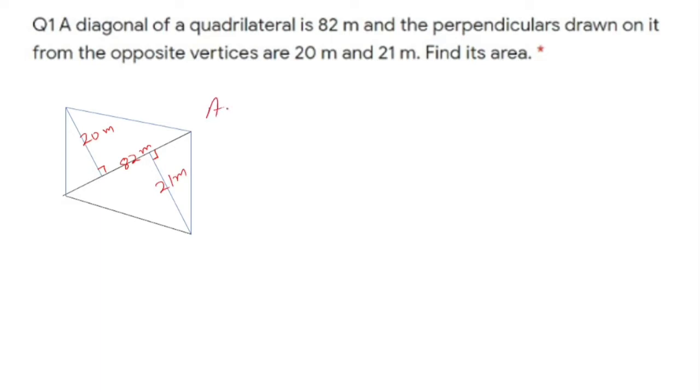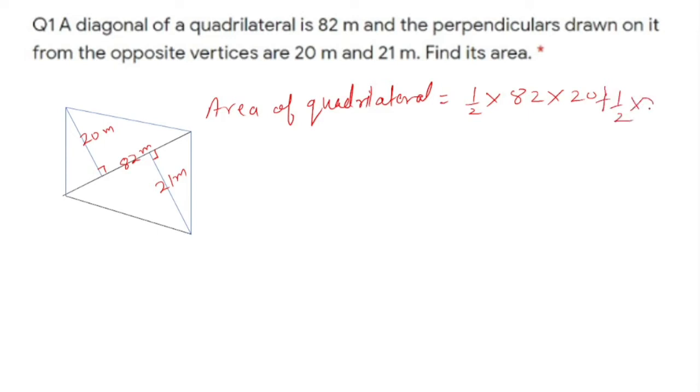So if I have to find the area of this quadrilateral, I know that I'll get two triangles. So with the triangle as half, my base is 82 and the height is 20, plus again half, my base is 82 and the height here is 21. So what we can do children, since the half and the base is the same, we take half into 82 common. In the bracket we write what is left, 20 and 21.